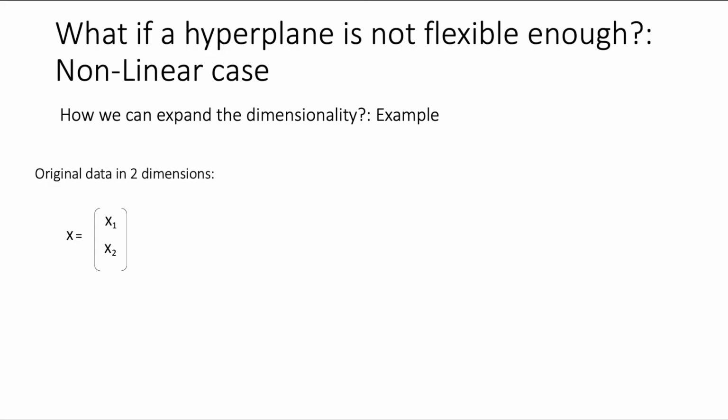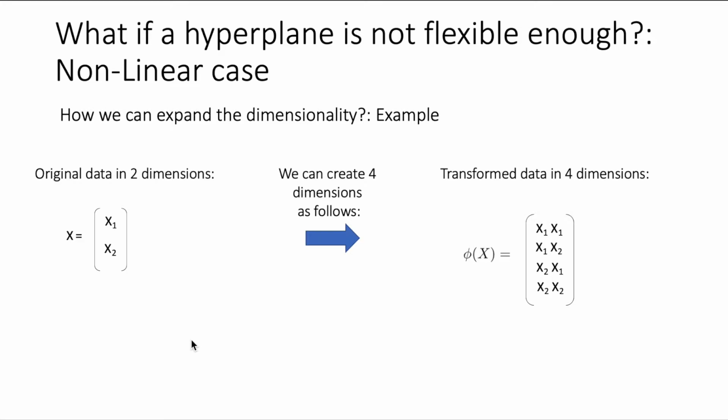So how do we expand the dimensionality? Here's an example. Let's say originally we have these data points in 2 dimensions. Then we can create 4 dimensions as follows. Imagine we create 4 different multiplications this way. So we are using the original variables, but we are creating 4 different variables out of the 2 original ones that are just relying on the 2 original variables.